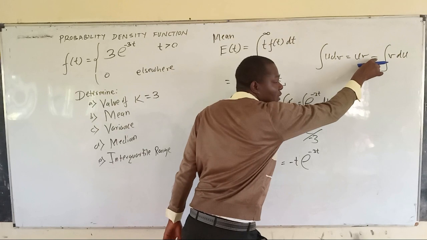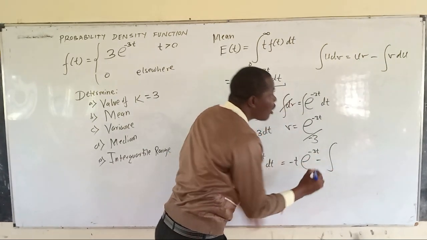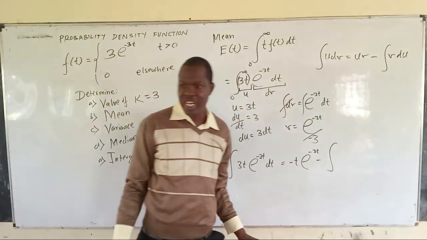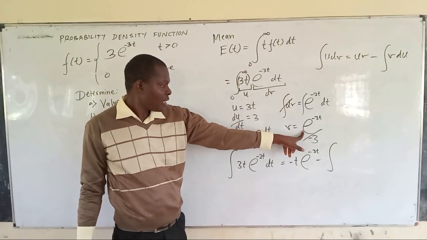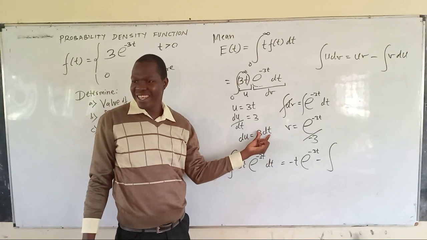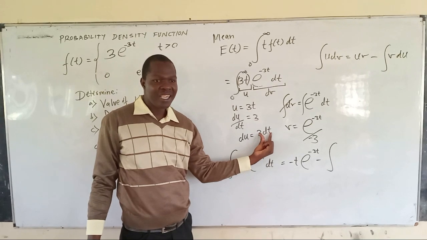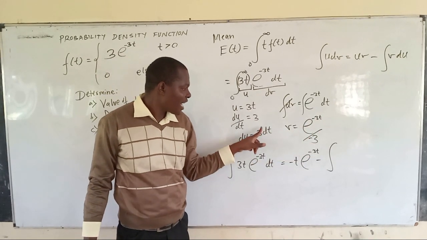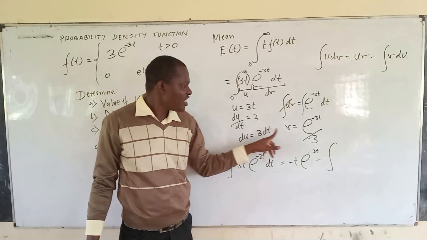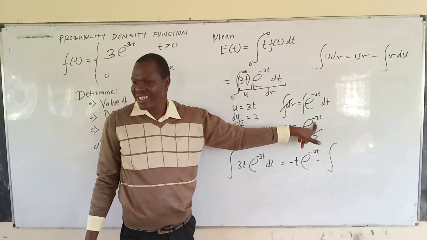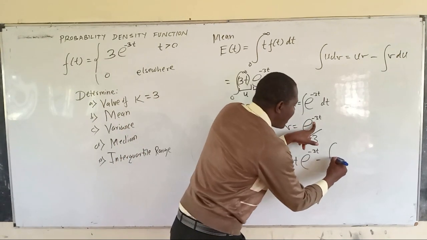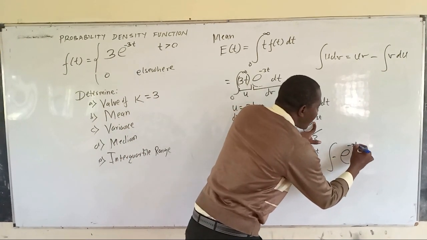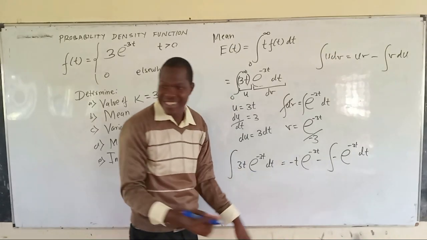Then it is minus the integral of v times du. What is v? See, du is 3 dt. Then v is exponential negative 3t over negative 3. This 3 will cancel with this 3, then dt times negative is negative dt times this. So we have negative exponential negative 3t dt. See, that is what you have.